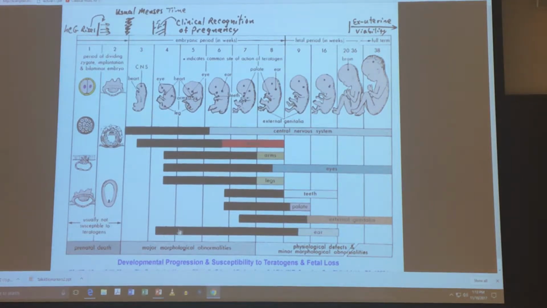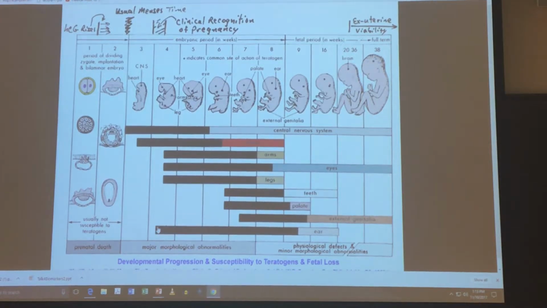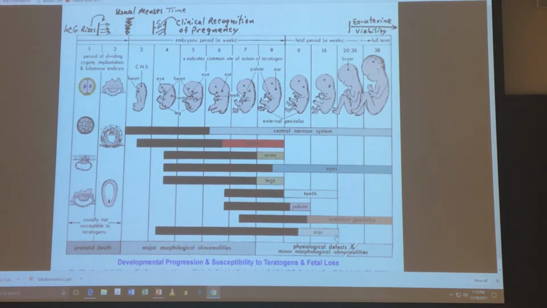The ear development is also in this period of time. It extends for quite a period of time from about week 3 out through essentially the first 16 weeks, so at least the first third of pregnancy. The palate and the teeth. And notice when external genitalia are developing, it's after you're into the 7th and 8th week before this is starting.